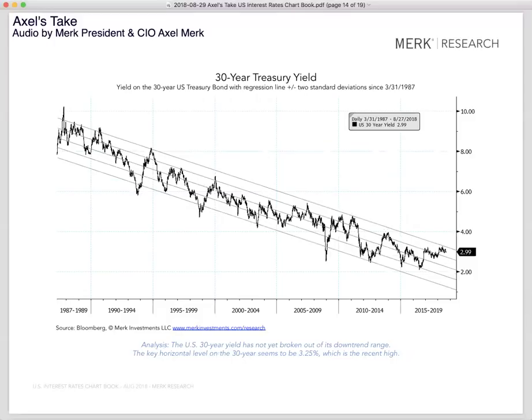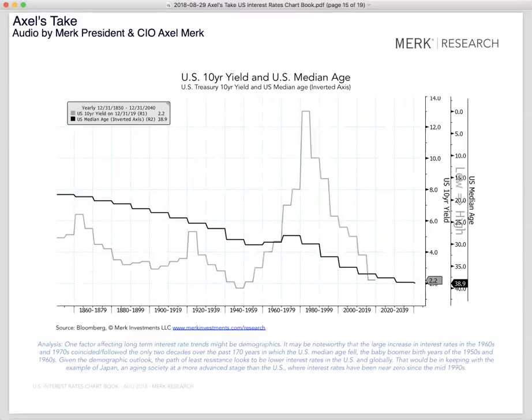Here, the same picture on the 30-year yield. Note that we haven't broken out yet. Now we're talking about demographics here.